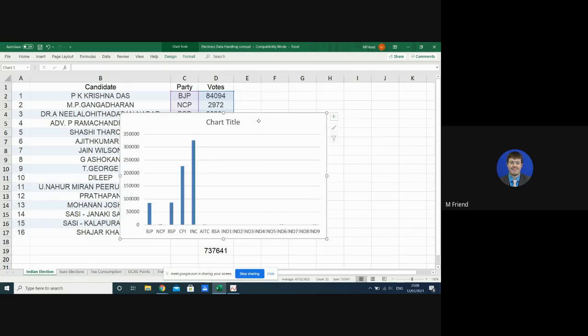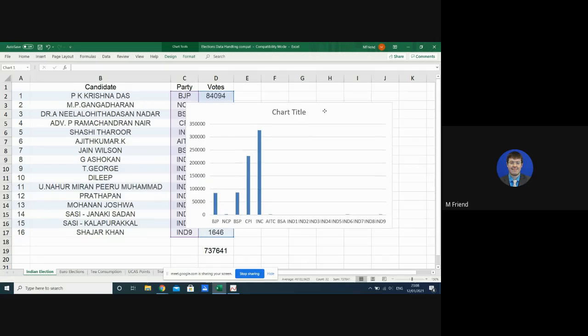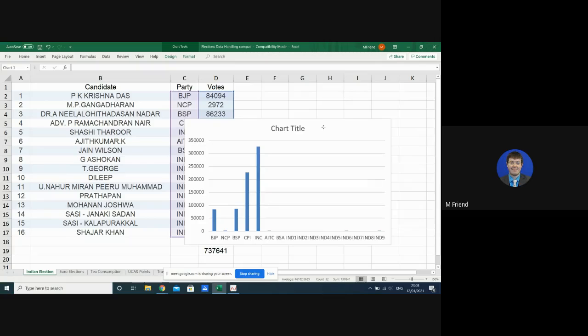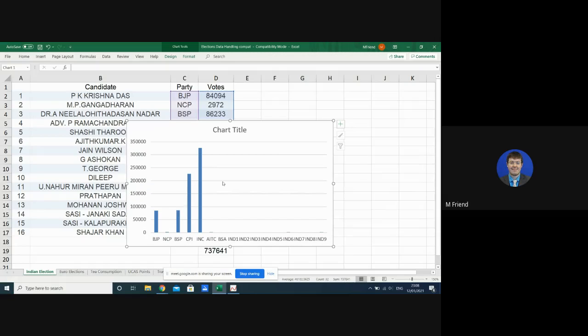Let's have a little look. So it's between BJP, who got 84,094, and BSP, who got 86,000. Okay, so BSP are actually in third place. But certainly, first place and second place was suddenly completely obvious from this bar chart.